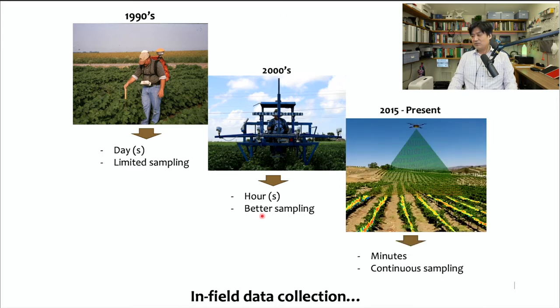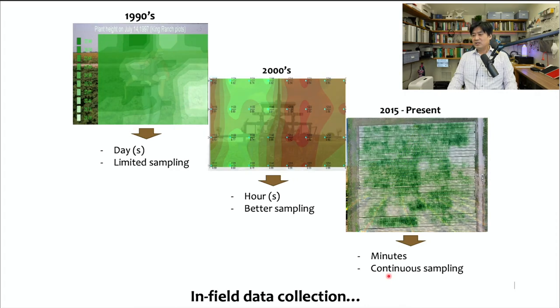Later, in 2015, the UAV comes in, and a large area can be covered in minutes. The review of this is that now you're covering the whole area without any gaps and doing continuous sampling. If you look at the result, this is a few samples and interpolation, and this is how it looks. With more samples to interpolate, it looks a little smoother, but with a UAV you're basically covering the whole area without any gaps. That's the beauty of it.